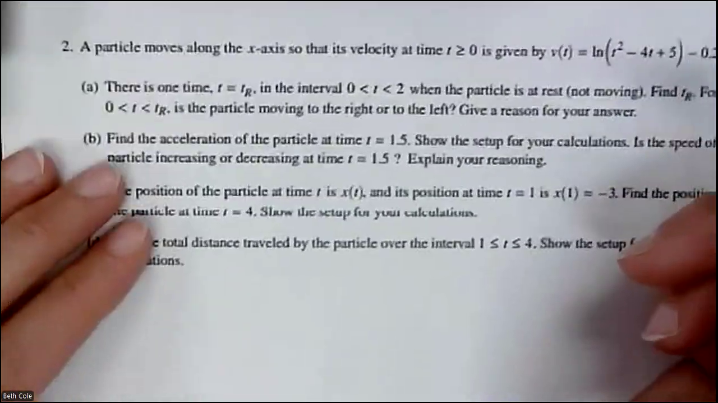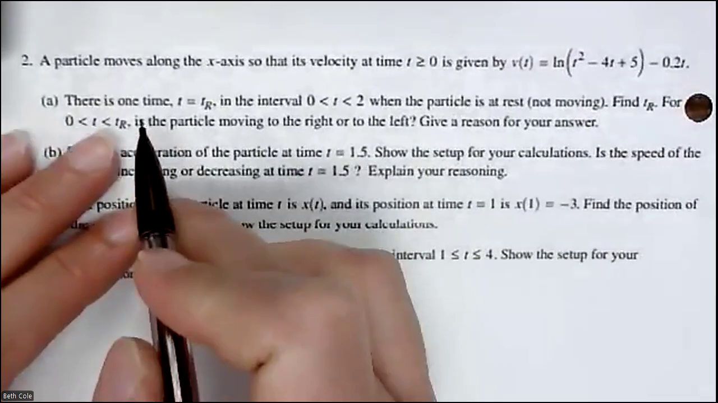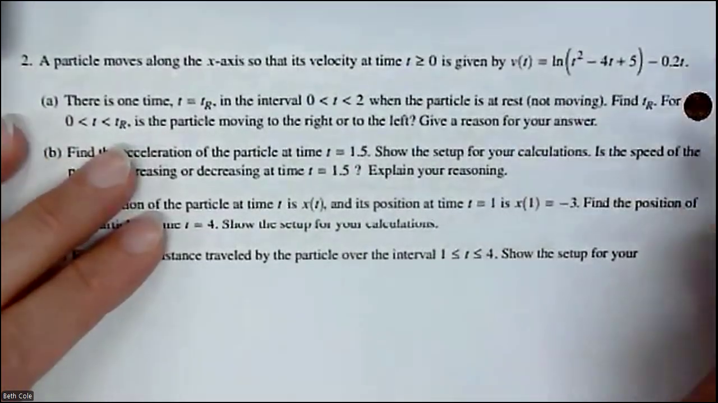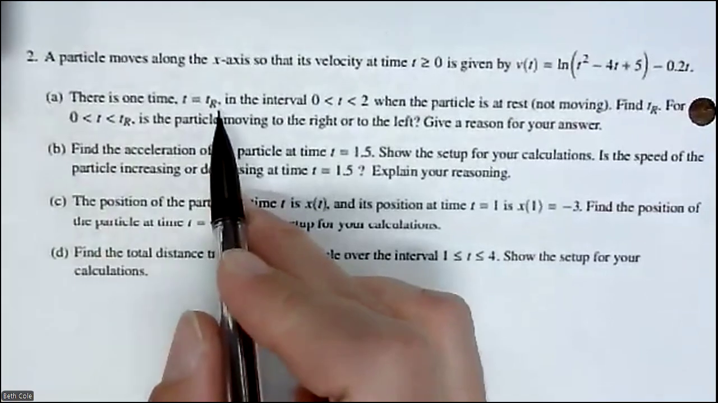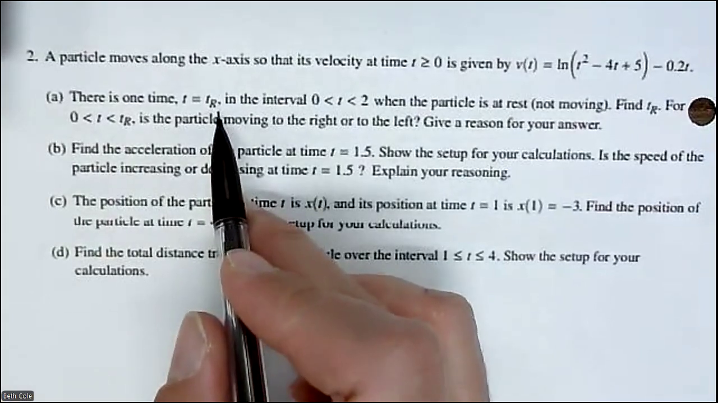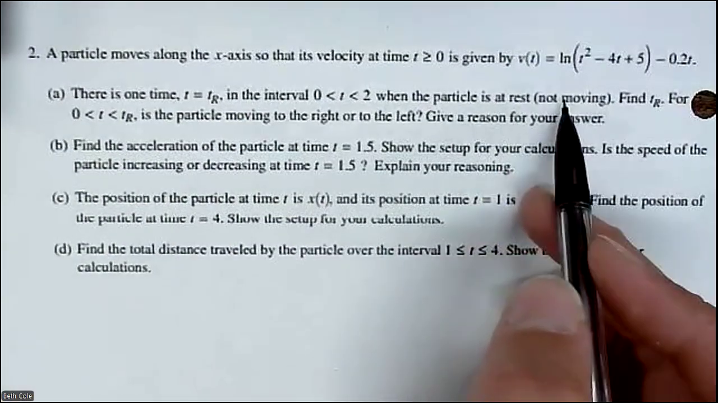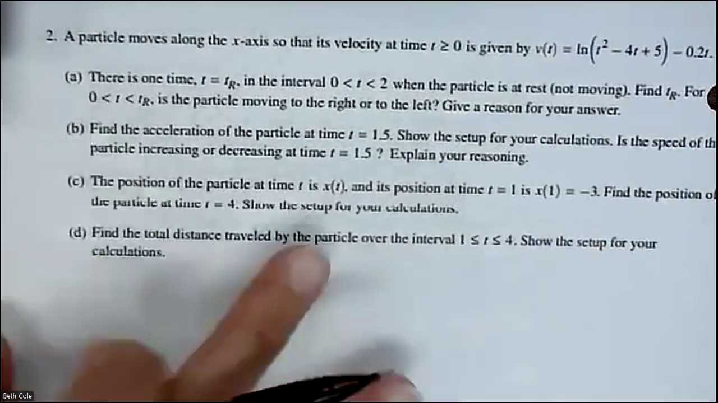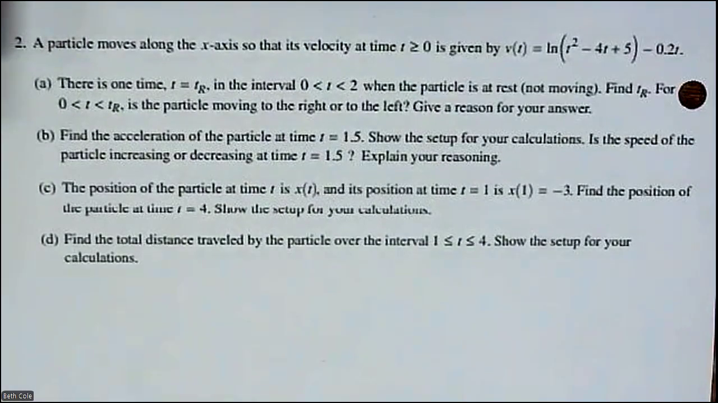Okay. So on this one, this is particle motion. That's one of the ones I told you you're likely to see. Here is your equation, this whole thing. There is one time, which they're calling T sub R, when the particle is at rest or not moving. That's why they called it sub R. So I'm going to share my screen and show you what I typed in.